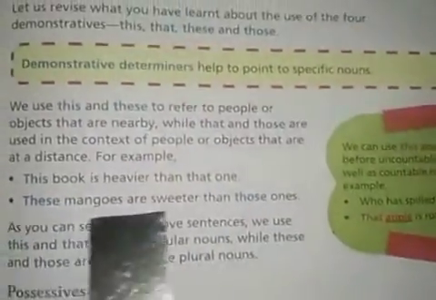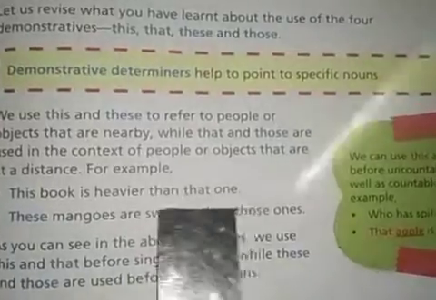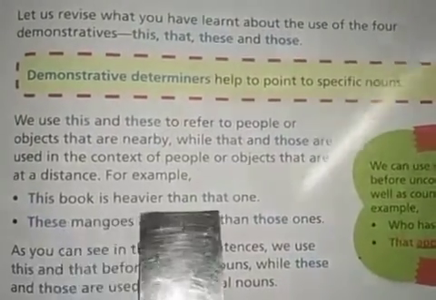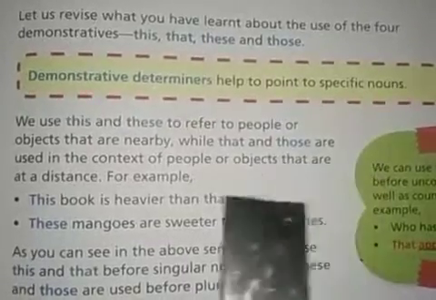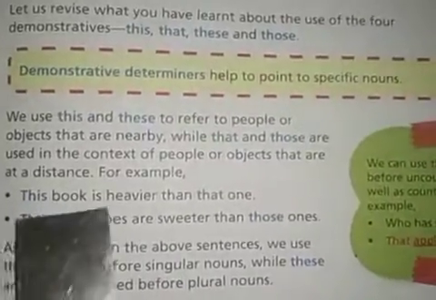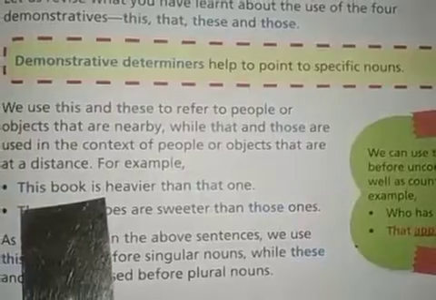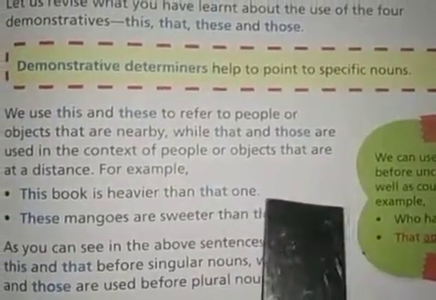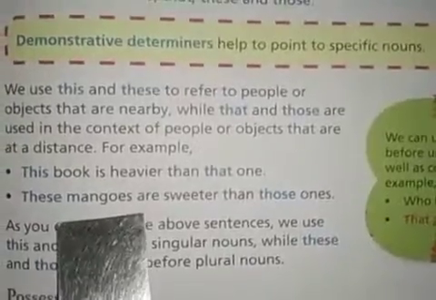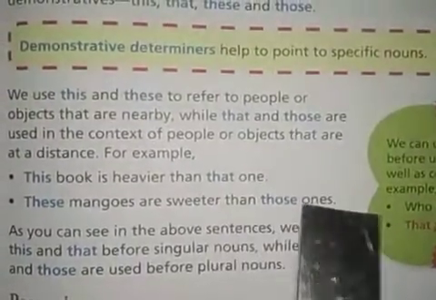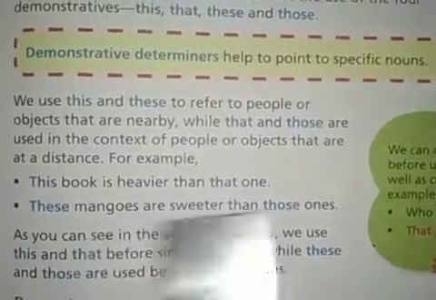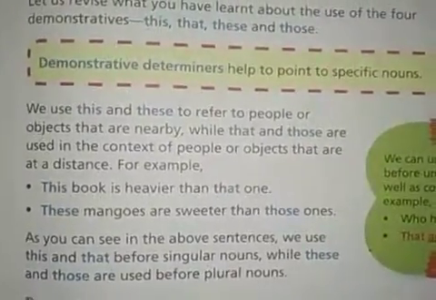Okay, so for example, this book is heavier than that one. जो हमारे पास है उसके लिए this book, and that one मतलब वो वाला, उस वाले से. Okay, थोड़ी दूर में जो है. So this is used for a nearby object and that is used for the object which is at a distance. Now, these mangoes are sweeter than those ones. Same case with this: these mangoes which are nearby and those ones which are at a distance.